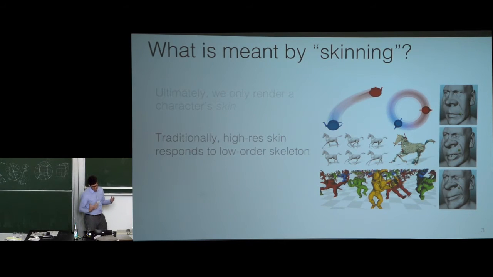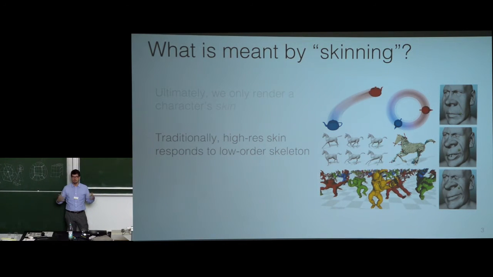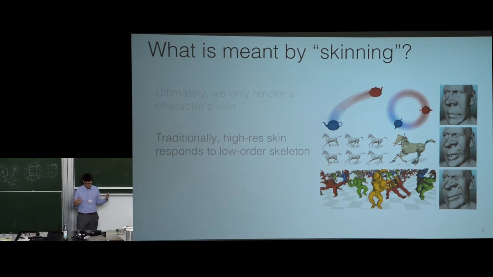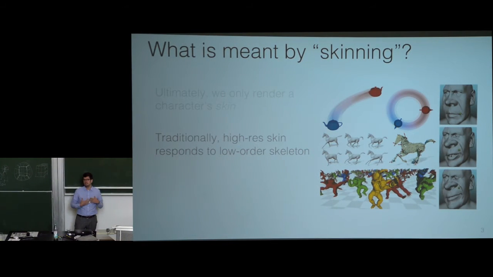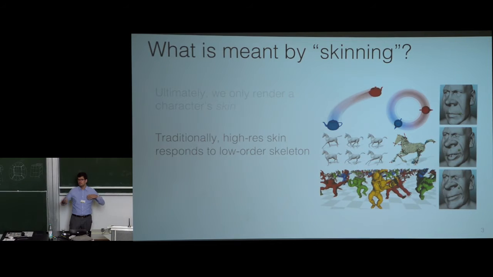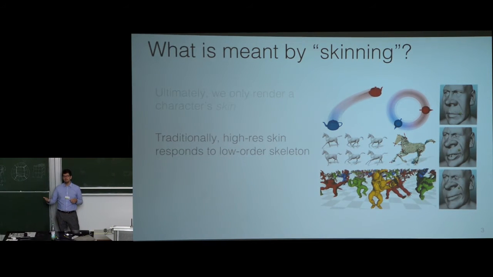So traditionally, skinning is the process of moving the high-resolution skin geometry of a character, the outer geometry of the character, the surface, with a low-order skeleton inside of the character. So we have a human character, we might have a few bones inside of the character, and those bones are being moved around by an artist, and the transformations that are being applied to the bones should then propagate to the skin, to the surface geometry.